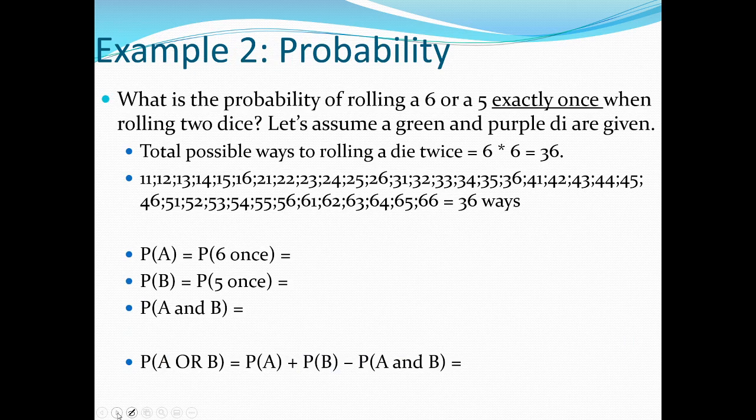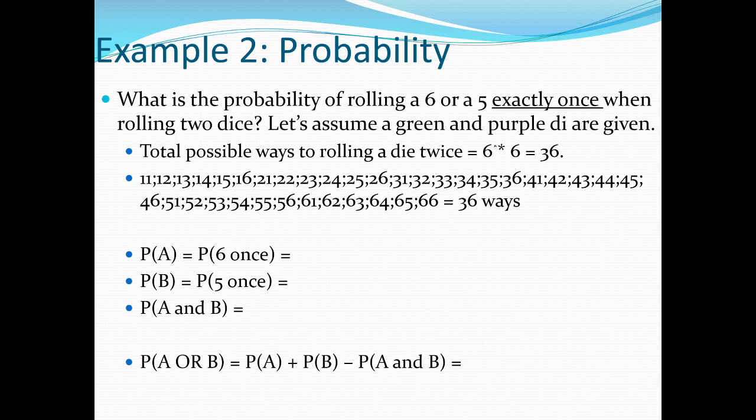So let's try another example here that's a little bit more numeric. So let's say we have 2 dice, and we're rolling both of them, and we want the probability of rolling a 6 or a 5 exactly once. So what happens here is we roll the first die, write down the number, roll the second die, write down the number, and we want the probability that in that case we have a 6 or 5 exactly once. Okay? So that means basically we don't want 66 or 55.